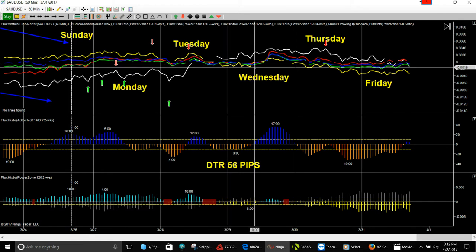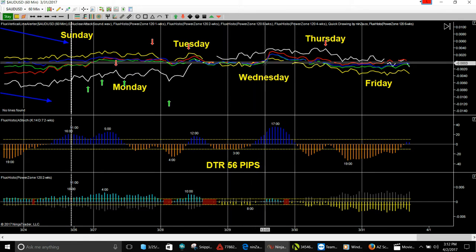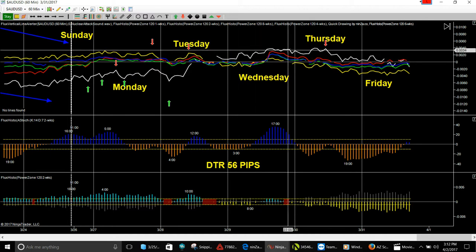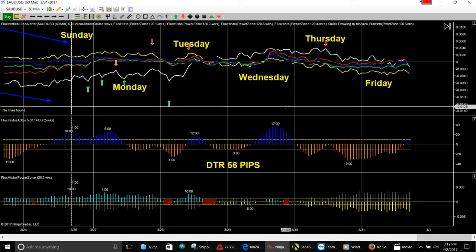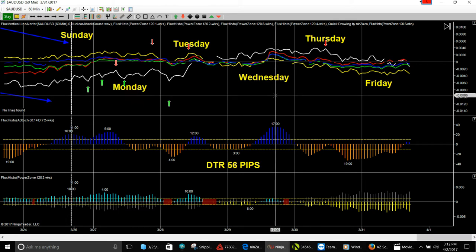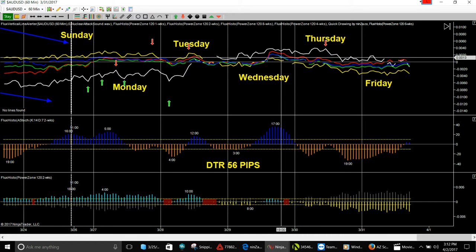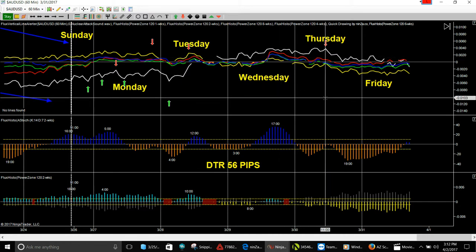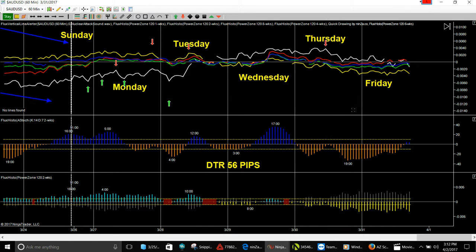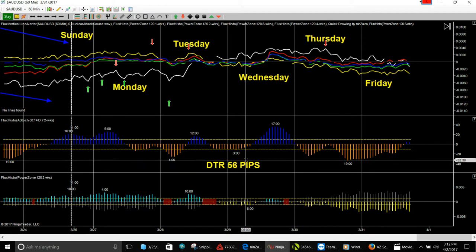And then it looks like it's going to go right back up, but it's very choppy, not clear at all. The histogram looks clear, but the HPC lines, which I like to get my precise entries on, are not looking clear. Okay, and then Thursday, look for a down move at 11 a.m. on Thursday. But not very clear.